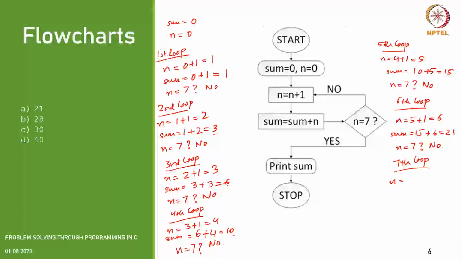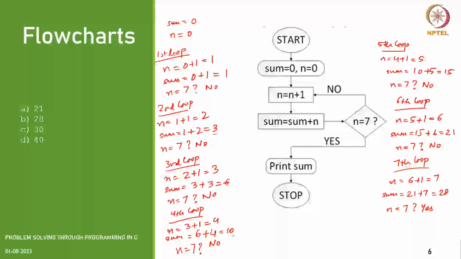Now n here was already 6, it became 7 now. So sum was at 21, we add n, it becomes 28, right? And then we check, is n equal to 7? Yes, here it is 7. So now finally we come through the yes route and the loop exits.